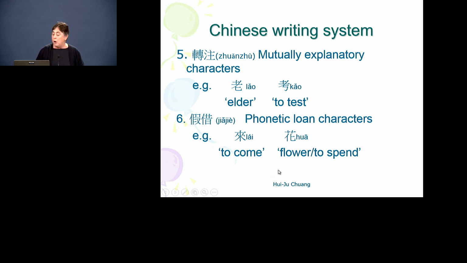Hua, this character, was flower, but it also means to spend, because there was a word to spend, hua, that they just arbitrarily assigned the character for flower to it. So that's sort of how phonetic loan characters work.